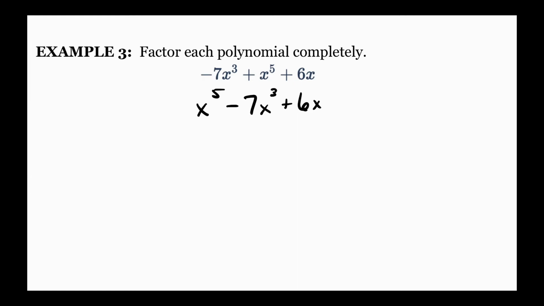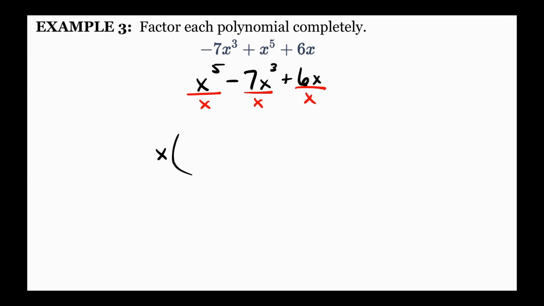Okay? That step done. Next step, GCF. GCF, they all share an x in common, right? X is a number. That can be a GCF, absolutely. So when I divide them by x, they lose a power. Each one of them loses a power. So it's going to be x to the fourth minus 7x squared plus a regular 6.